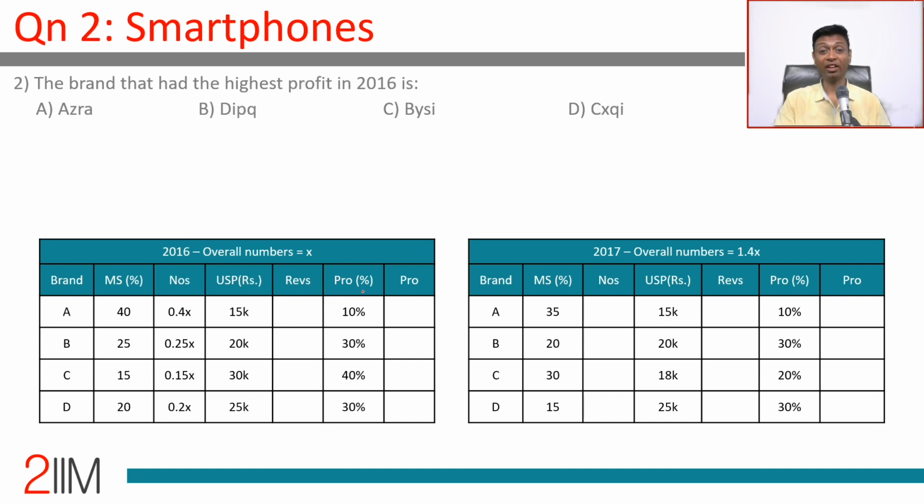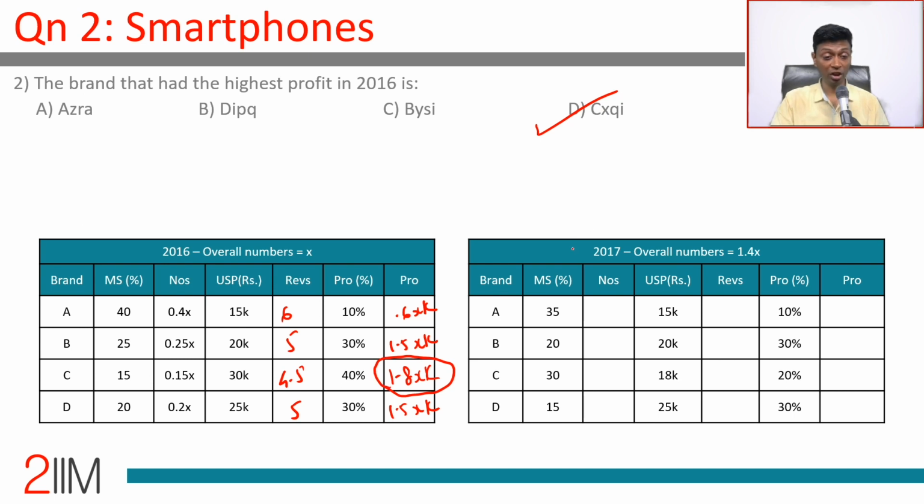The brand that had the highest profit in 2016. So this was 6, 5, 4.5 and 5. I'm just copying down the same numbers. Profit would be 0.6XK, 1.5XK, 4.5 into 40%, 1.8XK, 5 into 30%, 1.5XK. The highest profit in 2016 is Cxqi, this number.